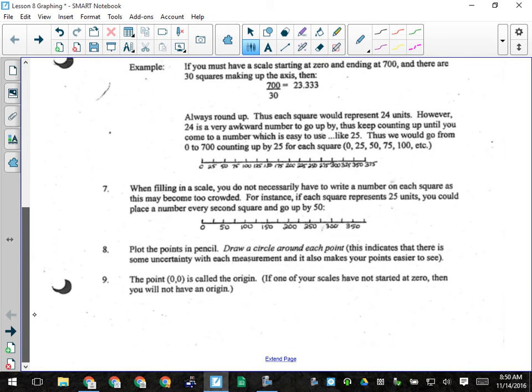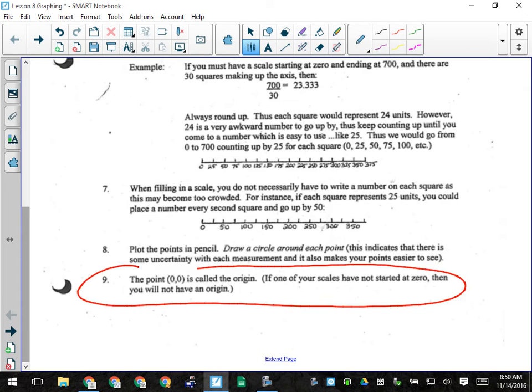Okay, so we don't have to worry about that. The point 0, 0, that is called the origin. Not all graphs start there. Lots of people, every time they draw a graph, feel like when they put a line on there, it's got to start at the origin. It does not. Many graphs, most graphs, do not start at the origin.